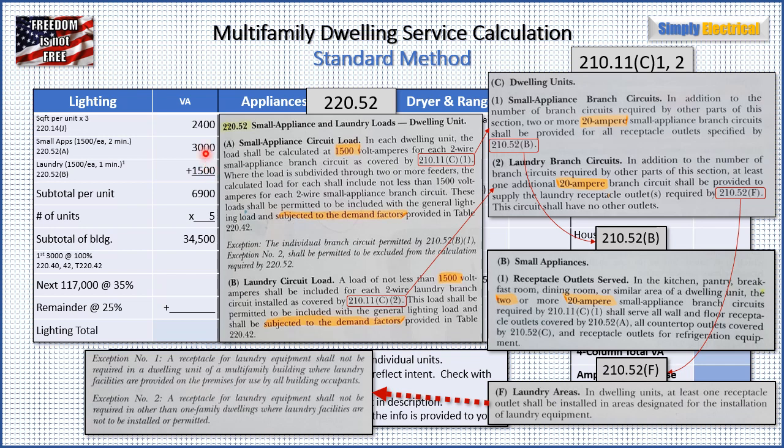So once you have these 3 figures here, you just simply add them up and you get your per unit total, 6,900 VA. Once you have that, multiply all your units. So we have 5 units. We multiply 6,900 by 5, we get 34,500 VA. So that's our subtotal of our building, and that would be called our general lighting load for the whole building, our general lighting load.